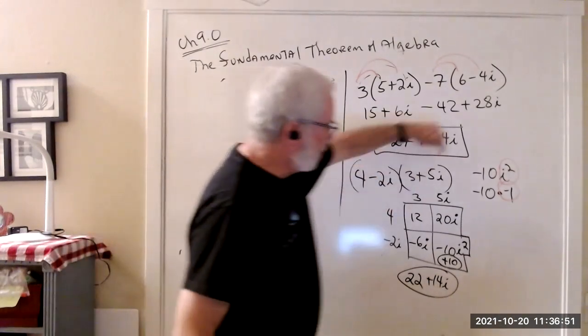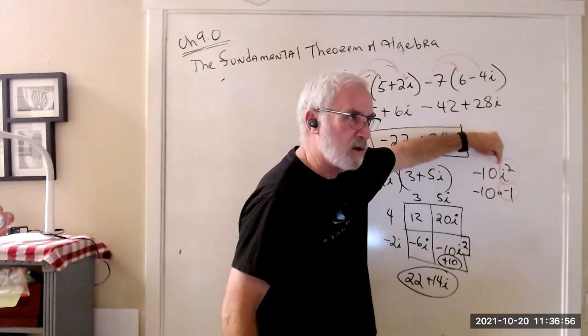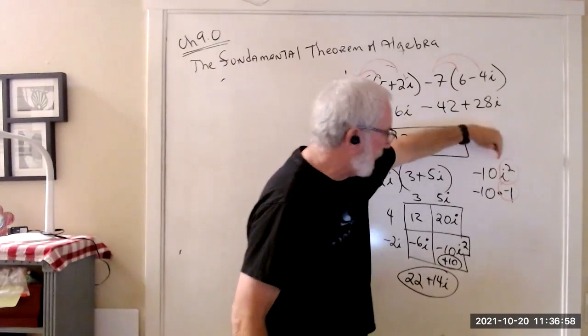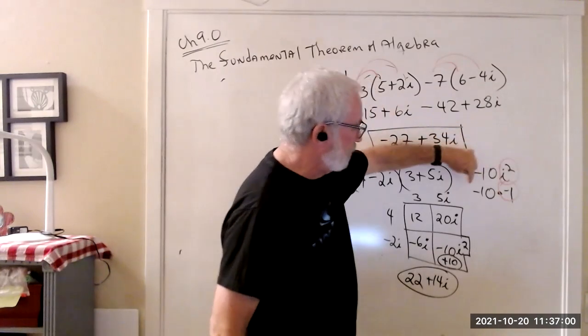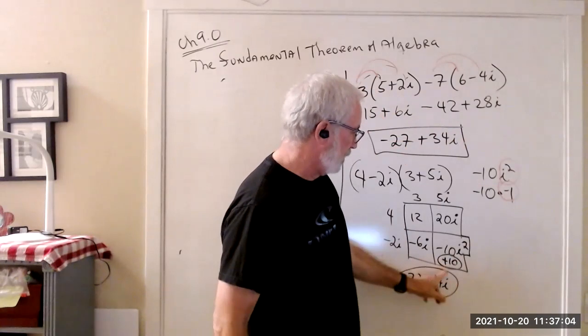Okay, the key here is that you got i squared, and you have to remember i squared is worth negative 1. So when you have negative 10 times i squared, you have negative 10 times the negative 1, which was positive 10.